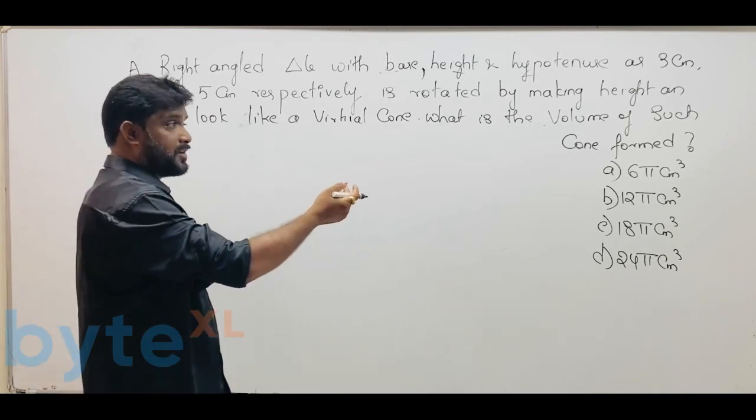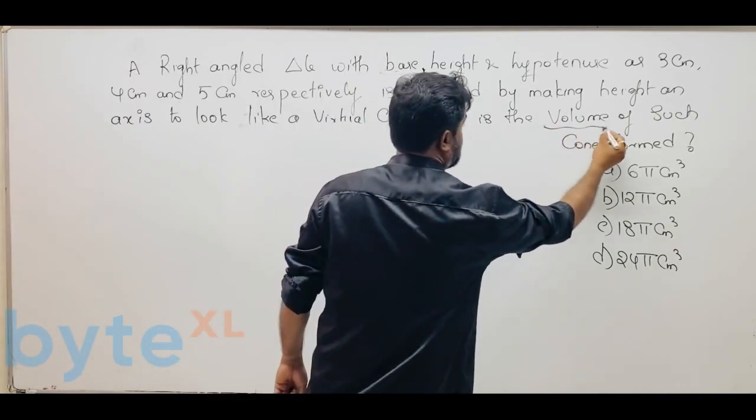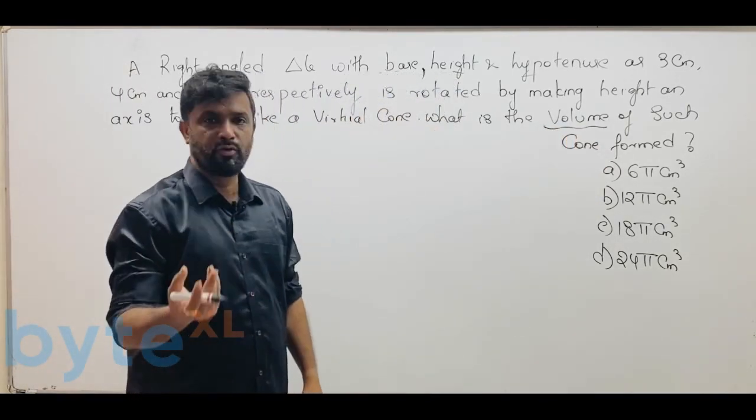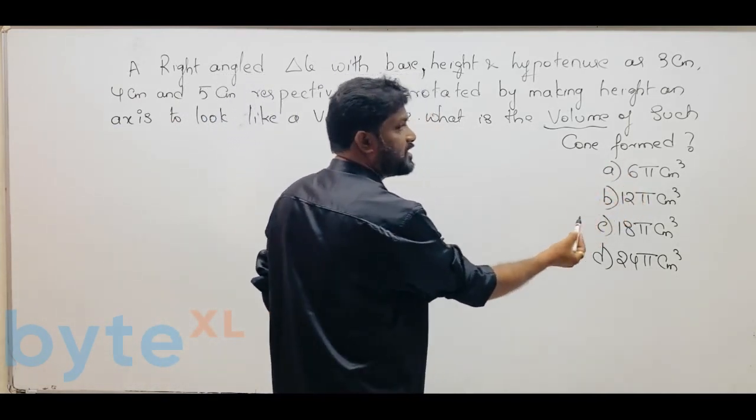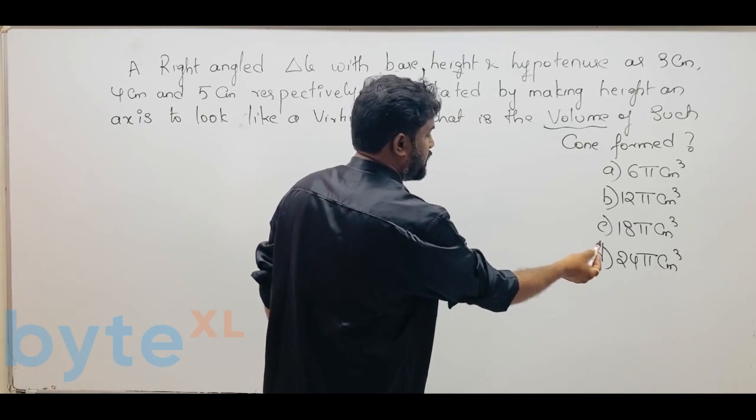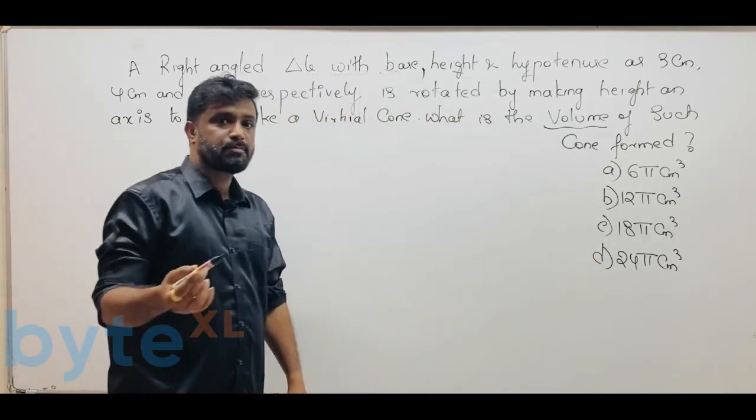Since he is asking the volume, obviously the volume will be in cubic units, right? So the 4 options given are 6 pi centimeter cube, 12 pi centimeter cube, 18 pi centimeter cube and 24 pi centimeter cube. I'll explain to you what they are trying to tell.